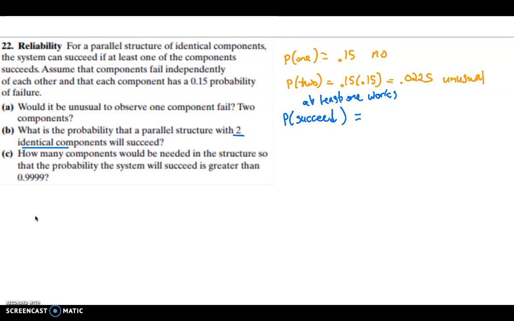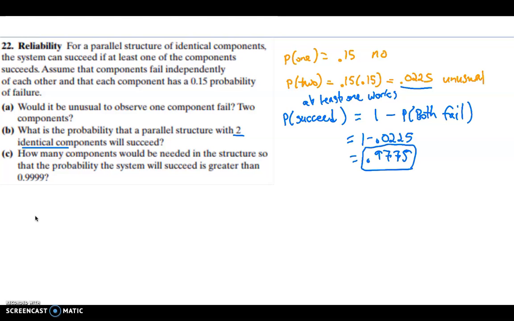So this is where the complement rule comes in. The probability that at least one works, the complement of that, is 1 minus the probability that both fail. And we know the probability of both of them failing is 0.0225. So this would be 1 minus 0.0225, which is 0.9775. So that's the probability that this parallel structure with two identical components will succeed.